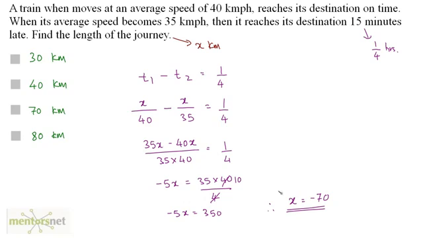When solving this equation, you'll get the value of x as minus 70. So you can always ignore the negative sign because distance cannot be negative. So the correct answer is option C. If you're wondering why this came out to be negative, we took the difference opposite. We should have taken this difference as x by 35 minus x by 40, right? So that's why it came out negative. Nevertheless, we got the correct answer, option C.